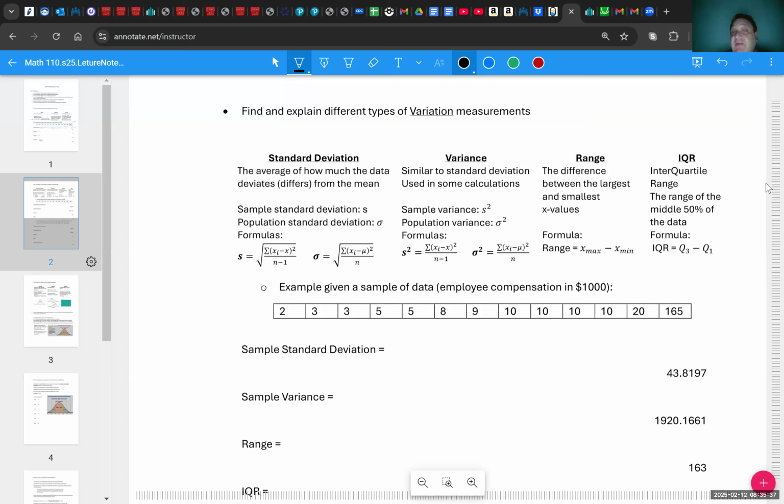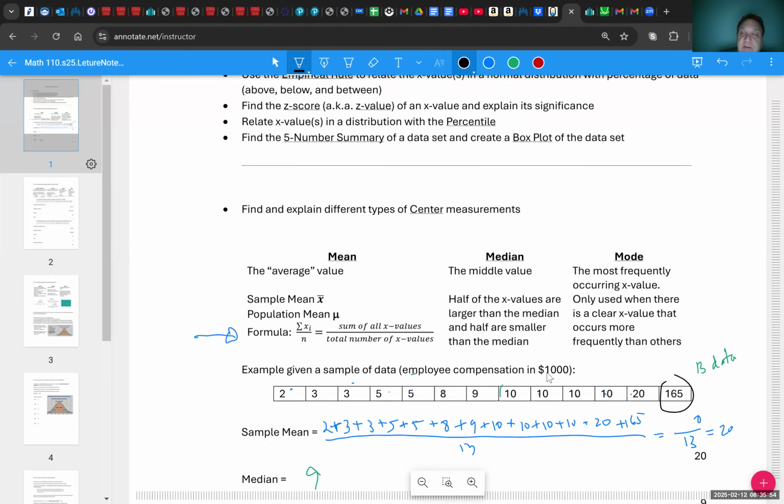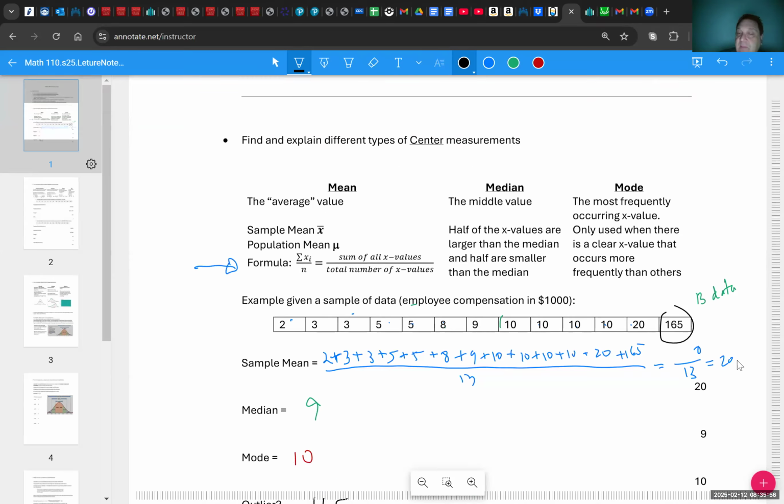So for standard deviation, it's basically an average of how much the data is different from the mean. We know the mean from before, if you remember from the previous page, we calculated the mean to be 20.